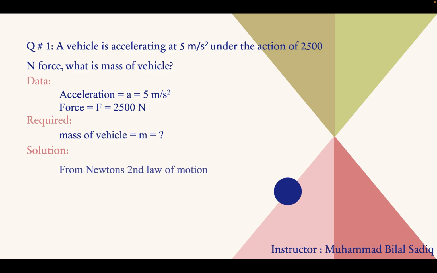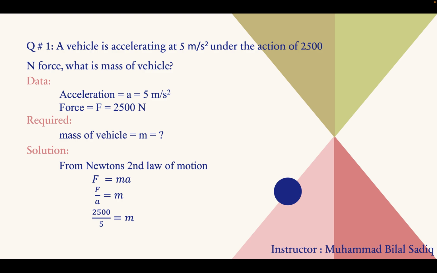So the solution part, from Newton's second law of motion, we know that F equals ma. Because we have to find the mass, I will rearrange this equation and it becomes m equals F divided by a. If I put the values in the above equation, in the place of F I have placed the value 2500, and in the place of a I have placed the value 5, and after solving, I get the result m equals 500 kg. So that was the end of question number 1.